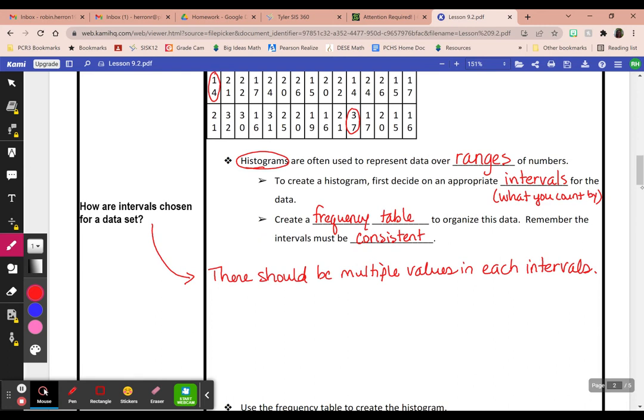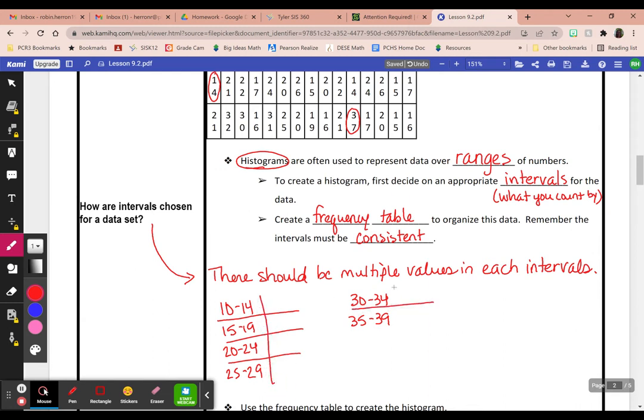So I'm going to make my frequency table to see how many are in each group. I'm going to do 10 to 14, 15 to 19, 20 to 24, 25 to 29, 30 to 34 and 35 to 39. That'll cover all the way to 37. So I'm just going to make a little table here, and I'm going to put a little tick mark every time I have a number in that category.